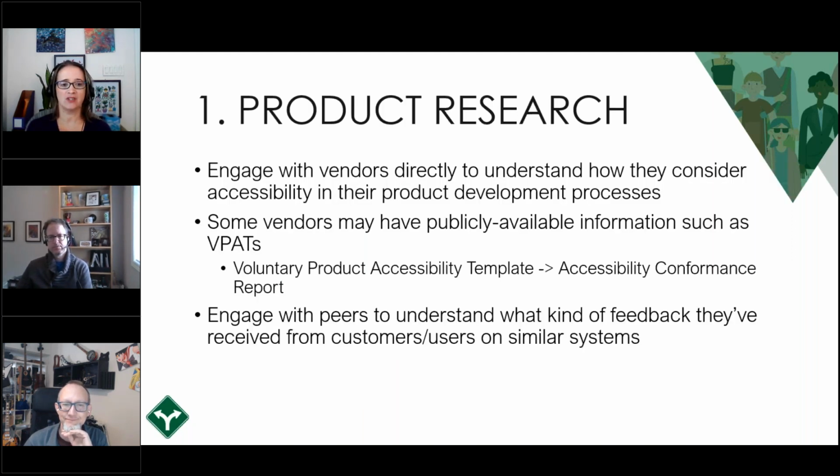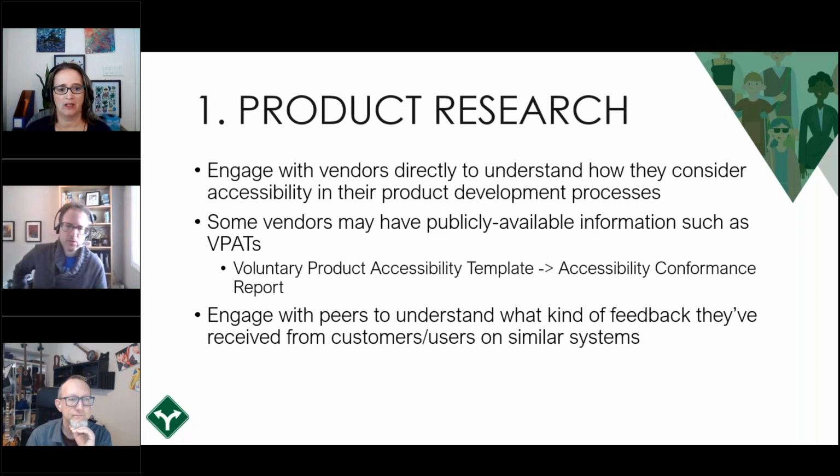So the product research, honestly, is going to be very similar to product research you're probably doing for lots of procurements beforehand, which is knowing what's on the market, but not just asking the questions about how those meet your business requirements, but also finding out what they do around accessibility. And so I suggest that you engage with vendors directly to see how they're considering accessibility.